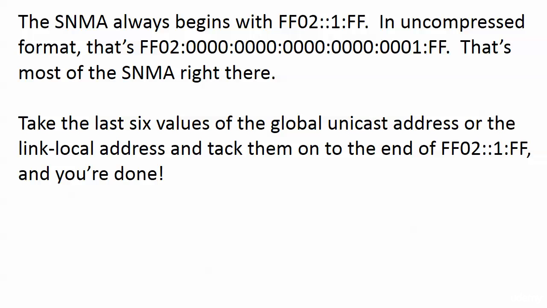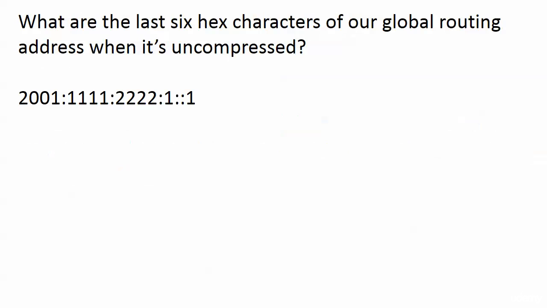You can't just take the last 6 hex characters of the compressed version of the global unicast address or the link local address. You have to uncompress them and get the last 6 characters. So let's do a little practice here. What are the last 6 hex characters of our global routing address when it is uncompressed?